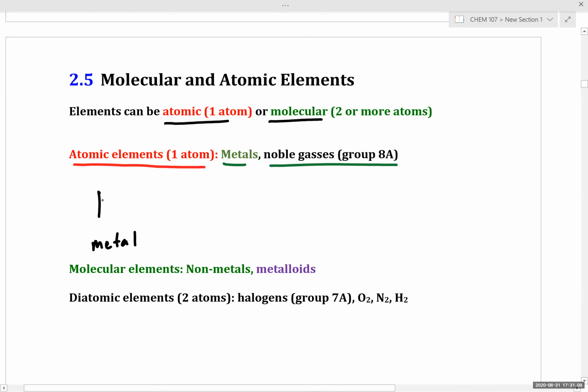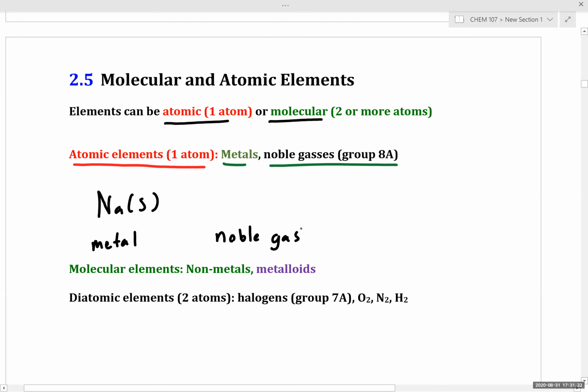Sodium, sure. So sodium is an atomic element. So its formula would just be written as sodium solid. Don't worry about where we got the solid yet for now. Just focus on the fact that sodium, as it's a metal, is an atomic element, and we just have one atom as part of its chemical formula.